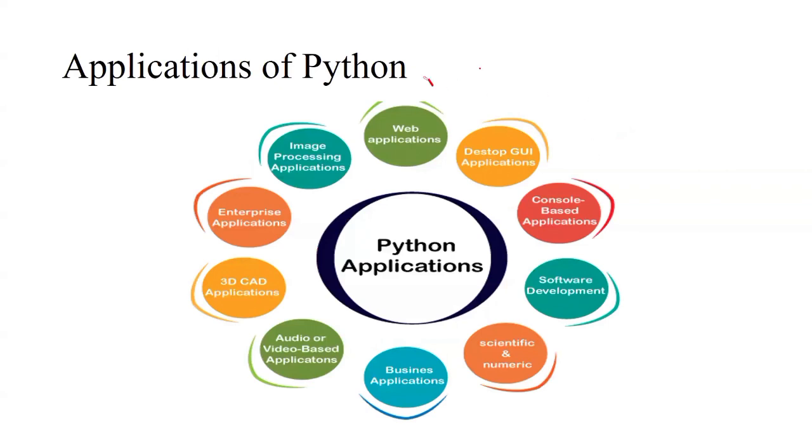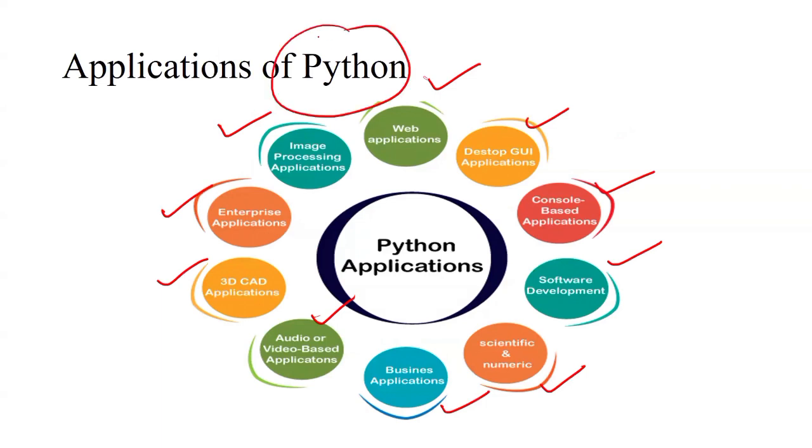You can build a web application, desktop application, games, software development, scientific calculation, business applications. You can also have video-based, audio-based applications, CAD applications, enterprise applications. You can also do image processing. Well, I can tell that you can do everything. But for a web application and desktop application, maybe Java is a better one.